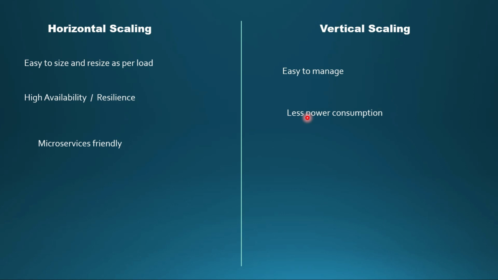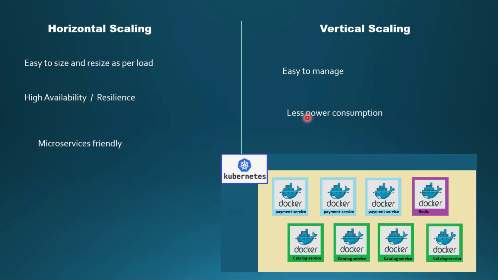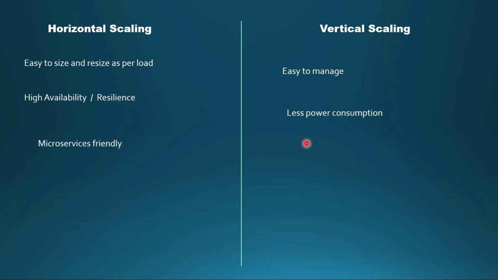Many other advantages or disadvantages are also there, and it is not only about machines. If you go into the containerization world where Docker is present, then inside Kubernetes, how the Docker containers are orchestrated and how you increase or decrease containers according to your load, that is actually the same concept of horizontal scaling. So that's all about vertical and horizontal scaling.